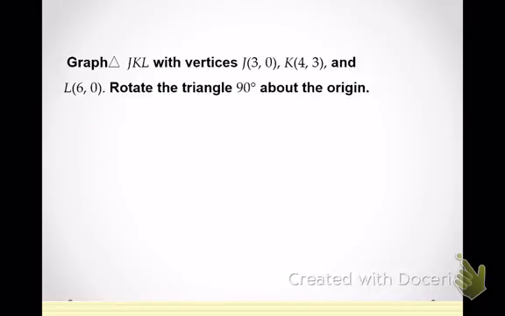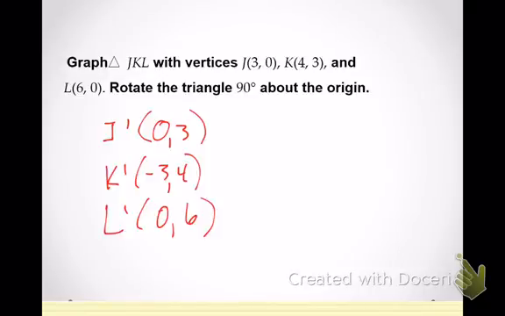In your notes, you have to graph triangle JKL and rotate the triangle 90 degrees about the origin. So find your rules, use your rules, and come up with your new vertices. Take a second and try that. Stop the video and start it back up when you're done.